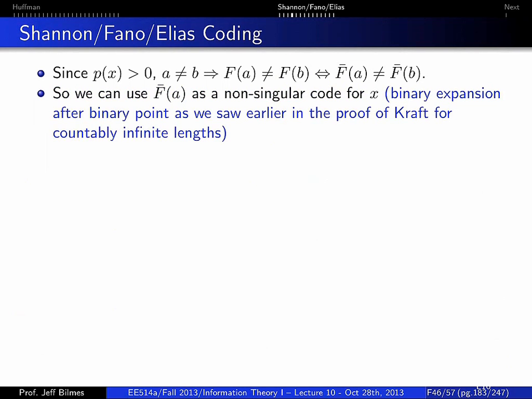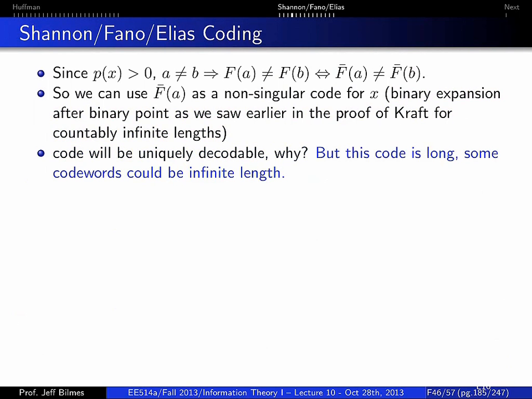You can get that from looking at the countably infinite Kraft inequality. Now this is going to be a uniquely decodable code, and the reason is the uniqueness property, because for every a not equal to b, we're going to have a unique code. But the problem with this code is that it's long: some codewords can potentially be of infinite length. There's nothing that has restricted the probability distributions to be rational, let alone dyadic. These things could be irrational, they could be any value.